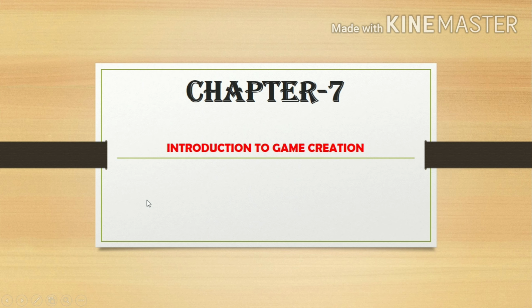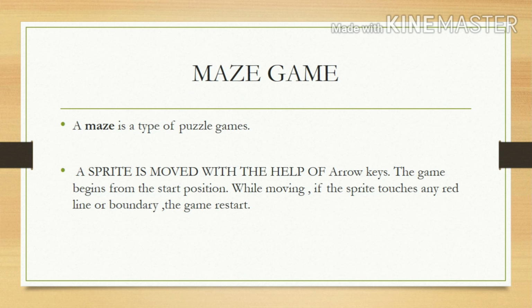So start with Chapter 7, Introduction to Game Creation. We will create a maze game today. A maze is a type of puzzle game. So how can we play this maze game? Here a sprite is moved with the help of arrow keys. The game begins from the start position, and while moving, if the sprite touches any red line or boundary, the game restarts. So let's start to create a game using Scratch.